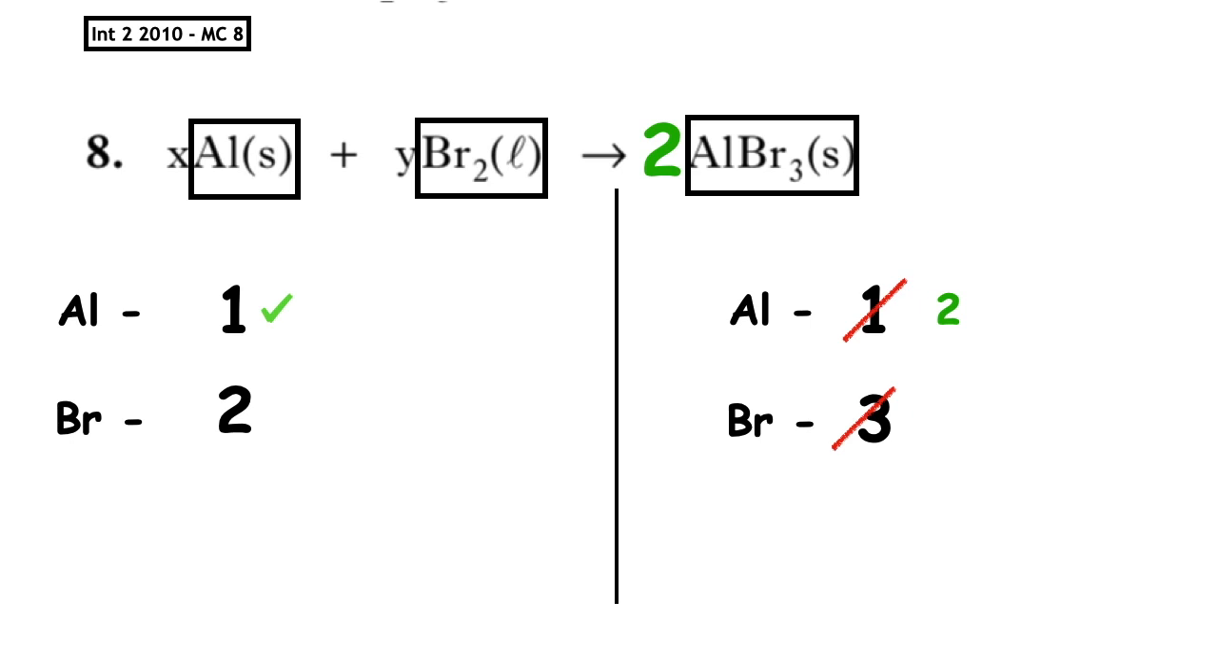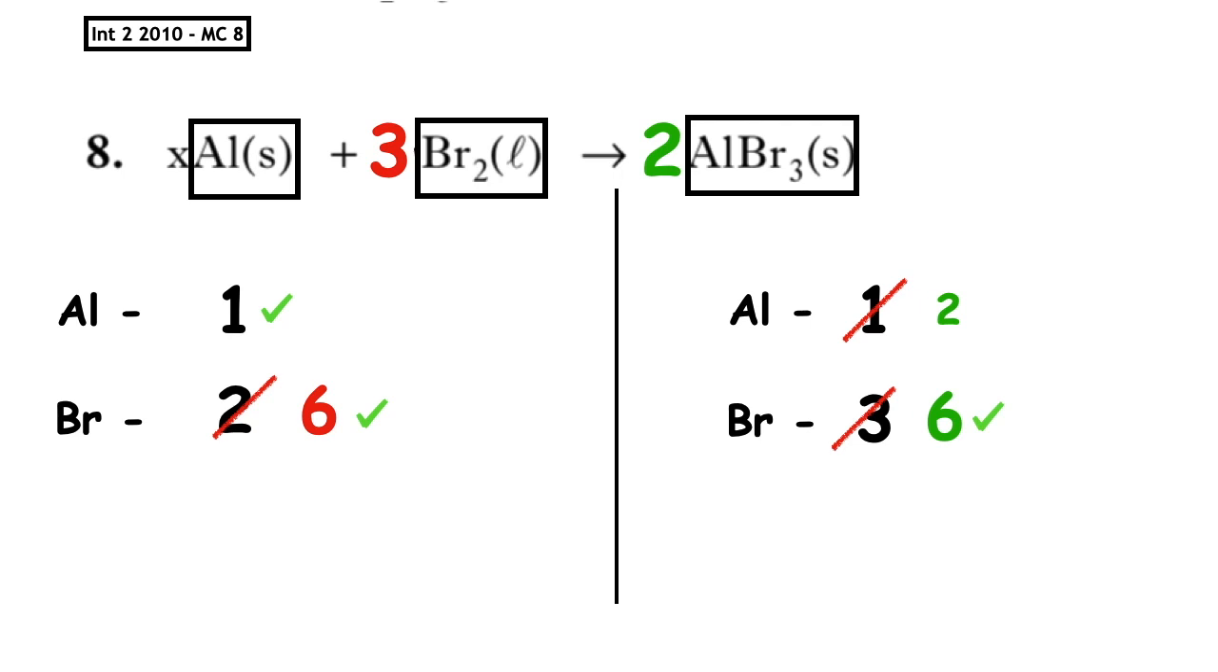1 times 2 is 2. How many bromines do we have inside the box? We've got 3. 3 times 2 is 6. To balance out the bromines on the left-hand side of the equation, well, what do we do to 2 to get to 6? We multiply by 3. So we put a big 3 in front of the Br2. 3 times 2 is 6. The bromines balance, so we can tick them off.